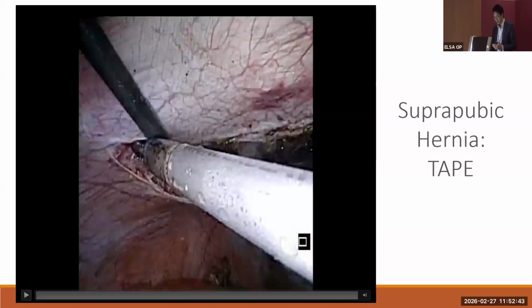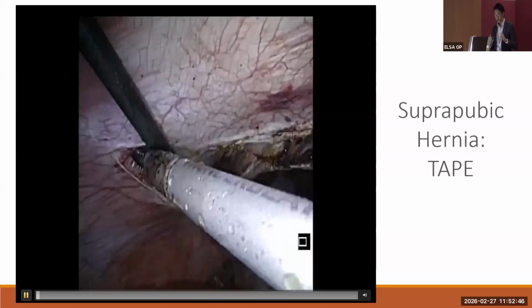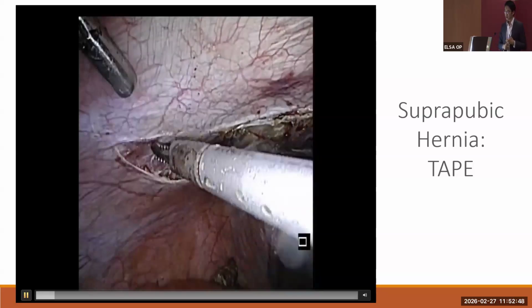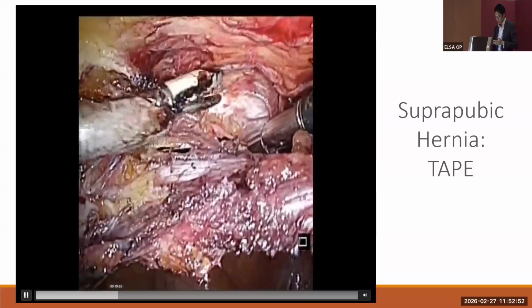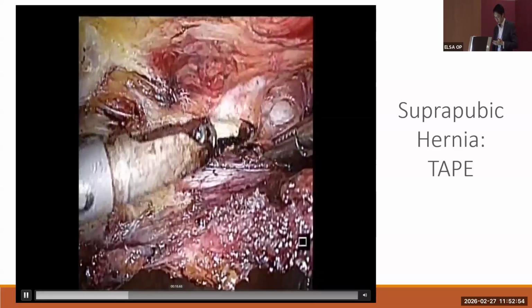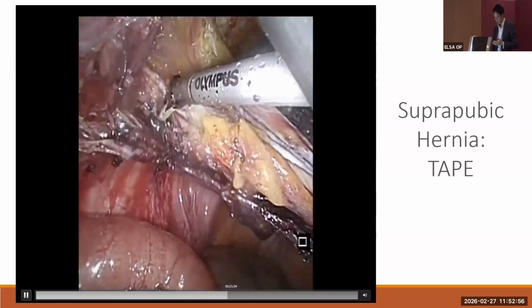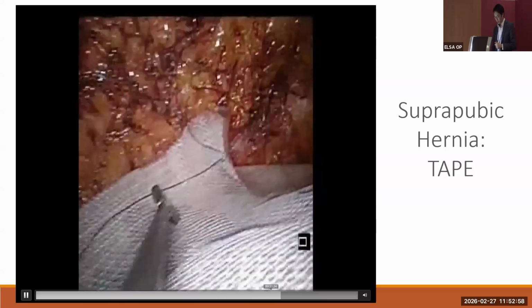In this case, we use a TAP technique, which is essentially a mixture of a TEP and a TAPP. So similar concept: you create a flap, you dissect, you put the mesh. I'm just going to zoom through. Conceptually it's the same. You put a mesh over there.